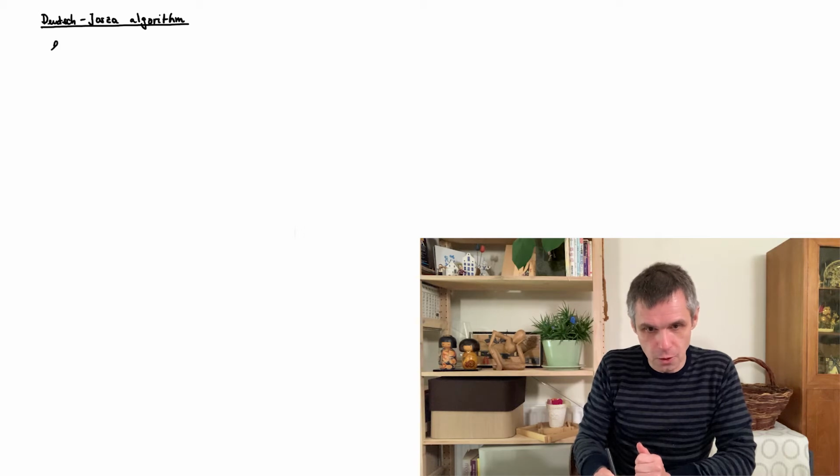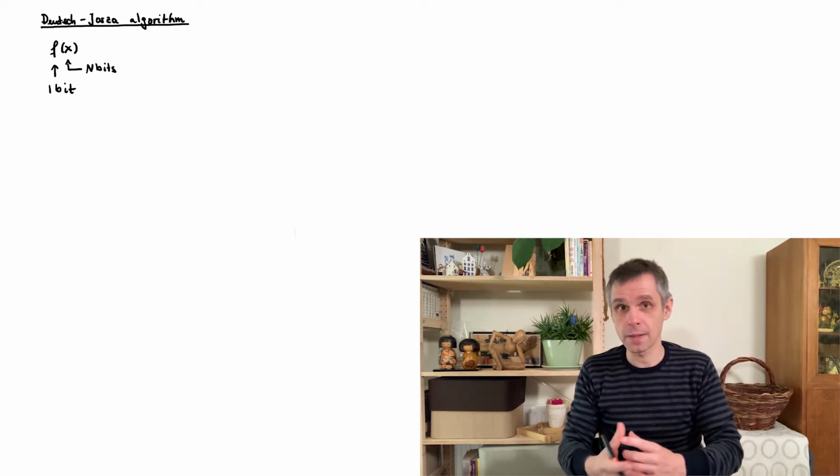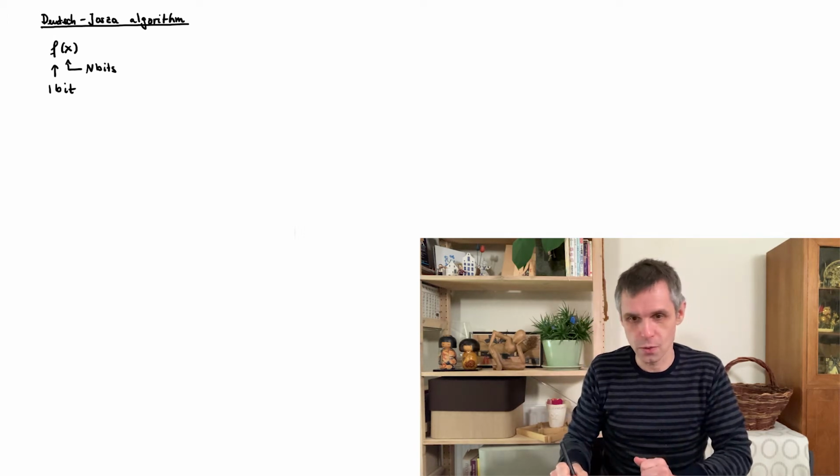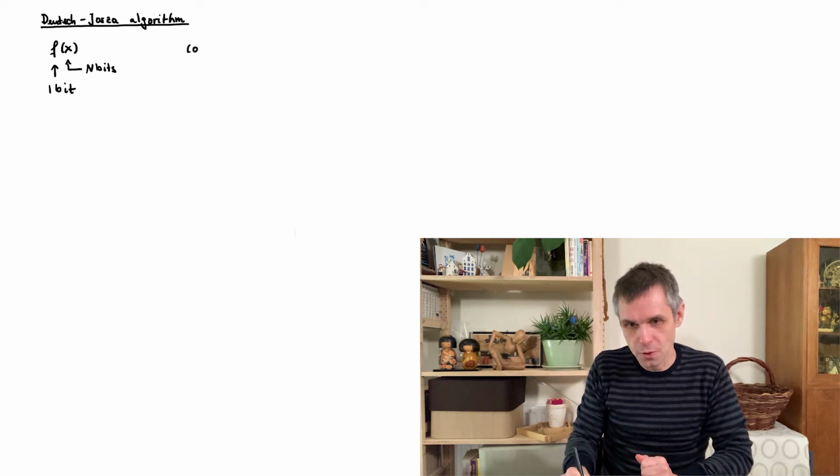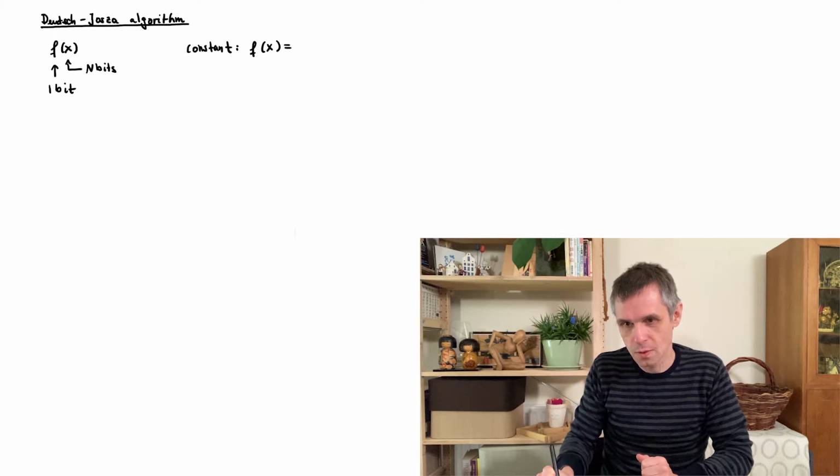But let us start with functions for which the output is still a single bit, and therefore turn to the Deutsch-Josza algorithm. In the Deutsch-Josza algorithm, we have these functions f of x. So f is just one bit, and x can have n bits. And we are still interested in classifying them into constant and balanced functions. So for a constant function, f of x always takes the same value.